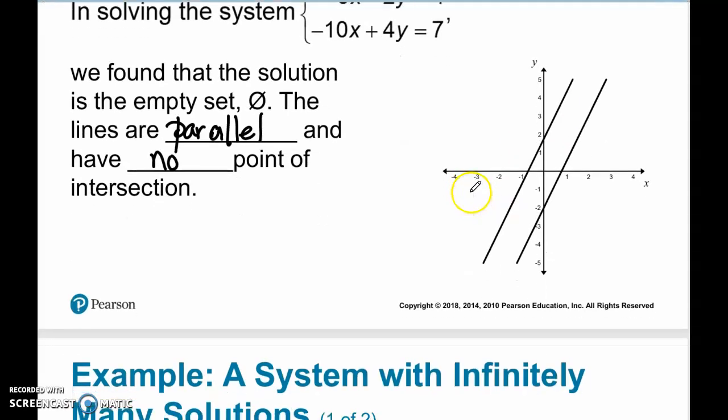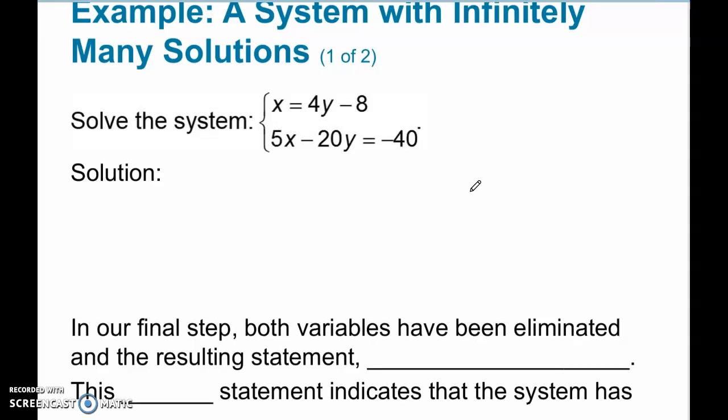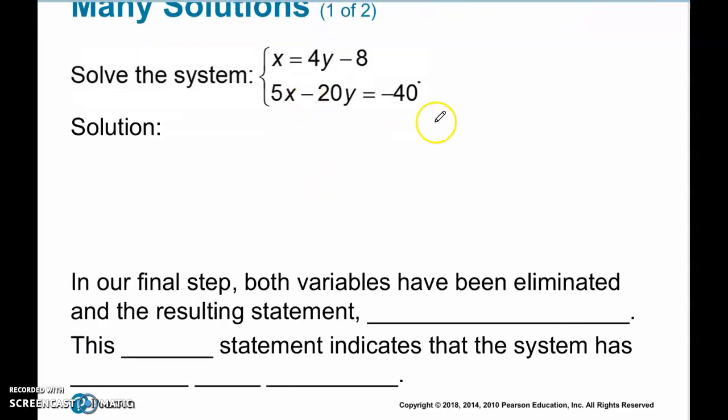Now let's take the next type. Here we have this one, and I'd like you to try to solve this one using substitution. So pause the video, try this one, and then come back and check how I did it.